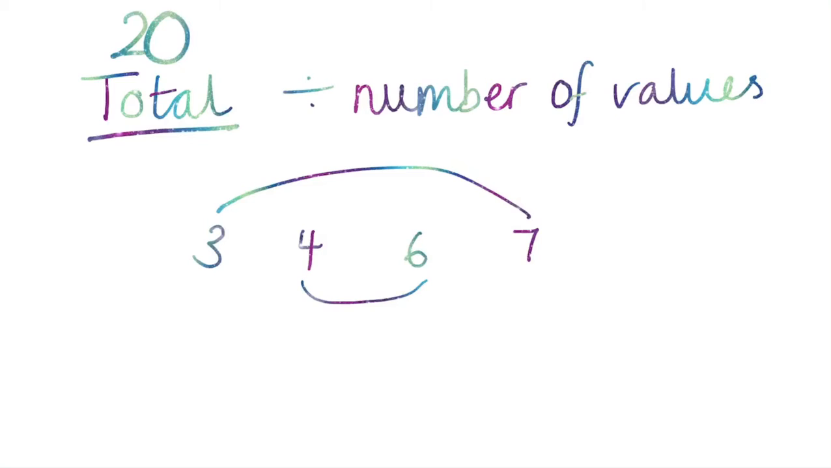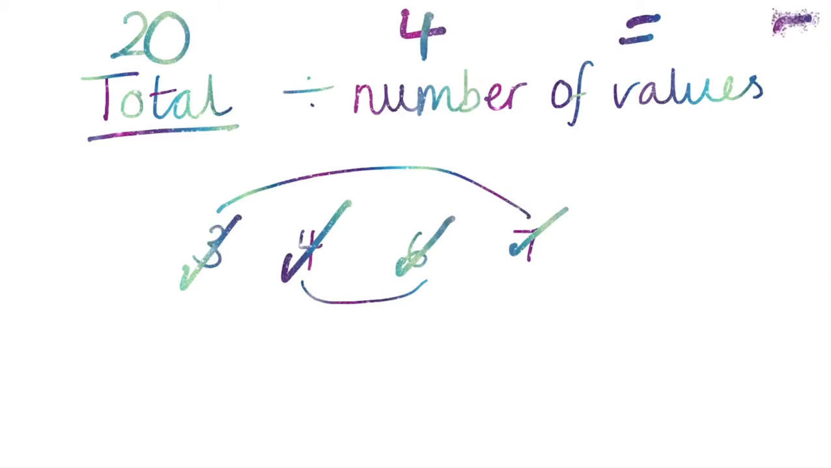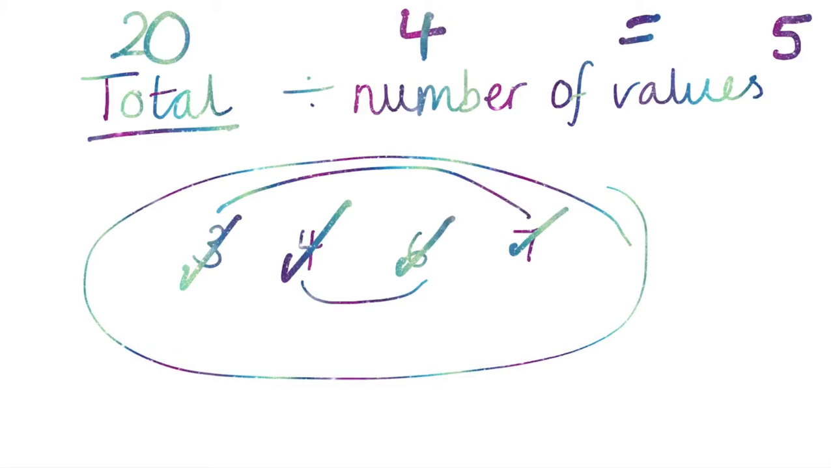Now I have to divide that by the number of values. That means the number of numbers I've been given. So I have 1, 2, 3, 4. So to find the mean, I need to do 20 divided by 4. Hopefully you've already got that answer in your head. 5. So the mean of that set of data that I just showed you is 5.